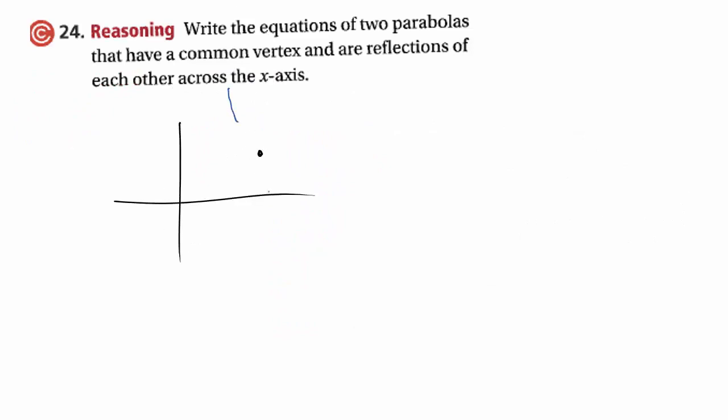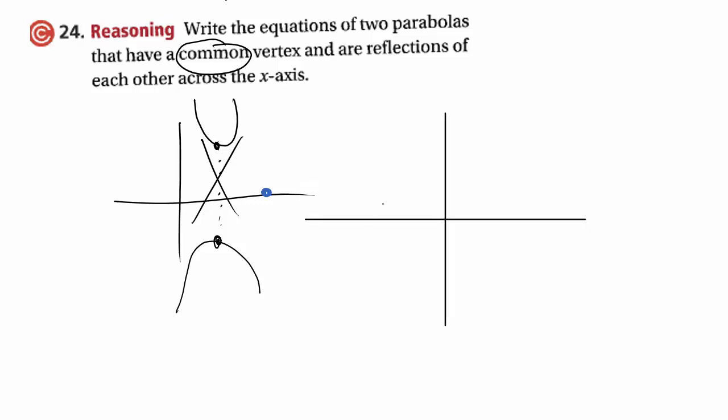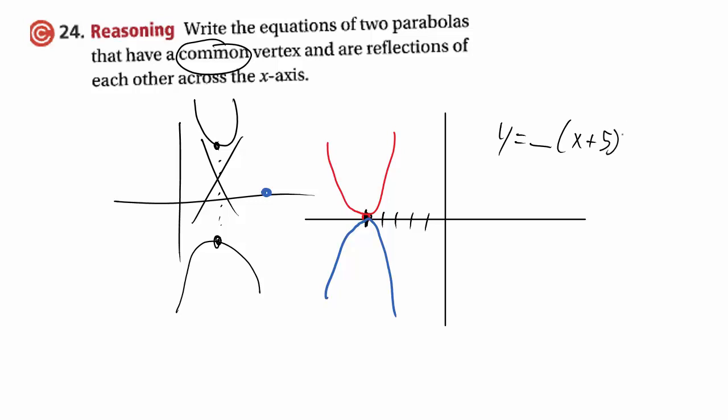24, I want to write the equation of two parabolas that have a common vertex and are reflections across the x-axis. I'm going to write just two parabolas that are reflections across the x-axis. But if I don't put their vertex on the x-axis, they won't have a common vertex. So I have to have those two equations share their vertex on the x-axis for them to have a common vertex. So I'm going to notice that my k has to be 0.